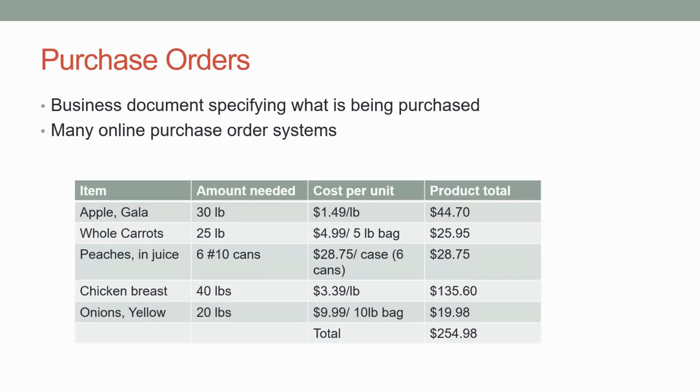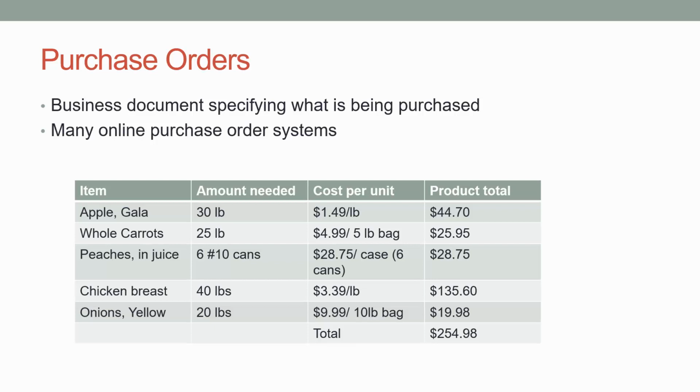So a purchase order, again, is that business document specifying what is being purchased. A lot of operations now have an online purchase system where you're not necessarily submitting this, but you can go on their website, type in your order, and select what you want to buy. There are even some mobile apps. There are things you can scan. So they've come a long way on that. But this is kind of a sample purchase order.